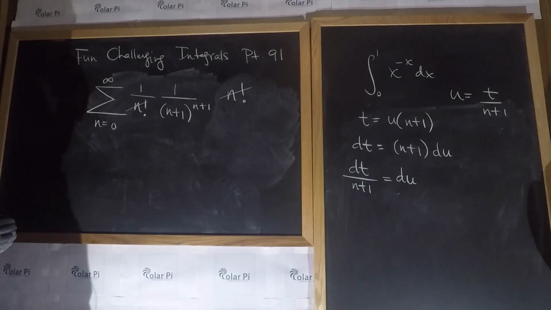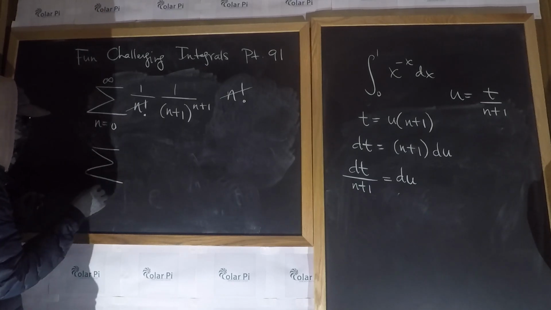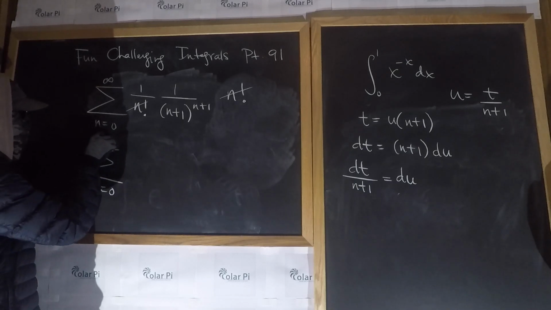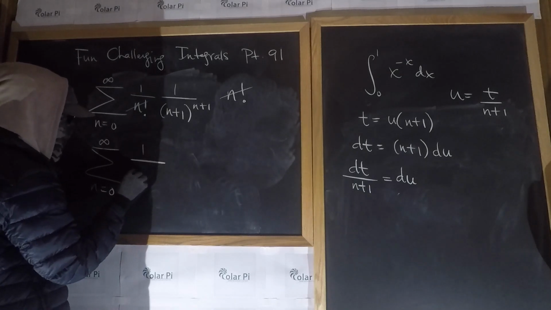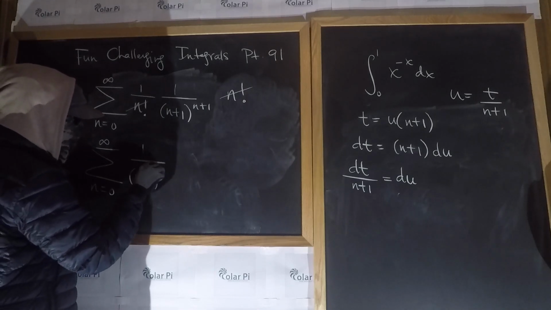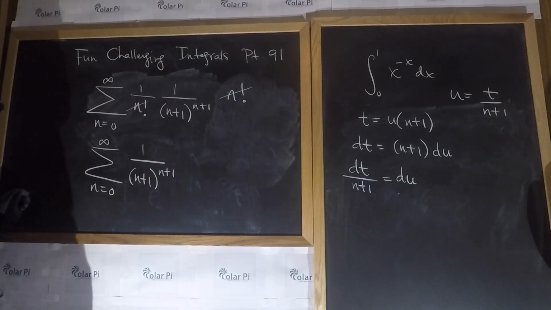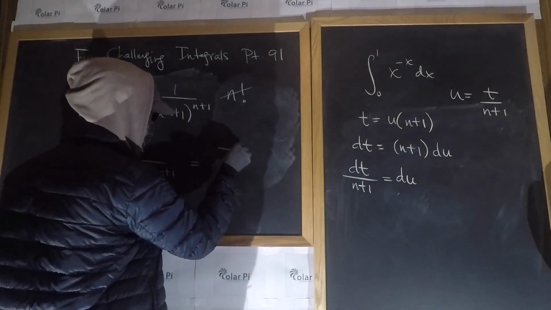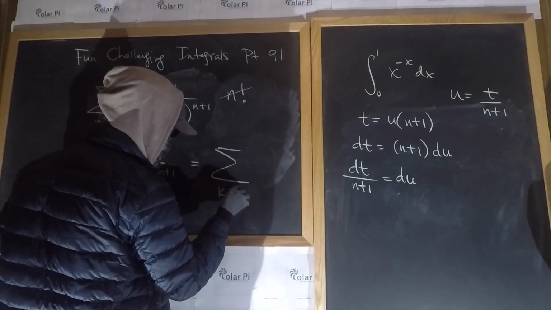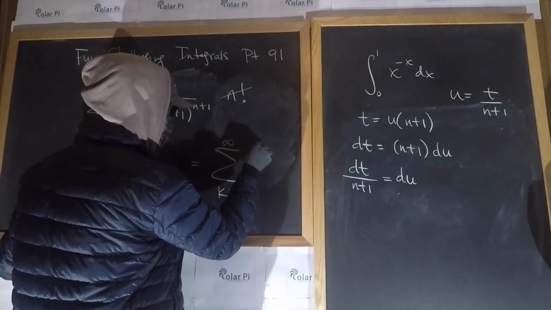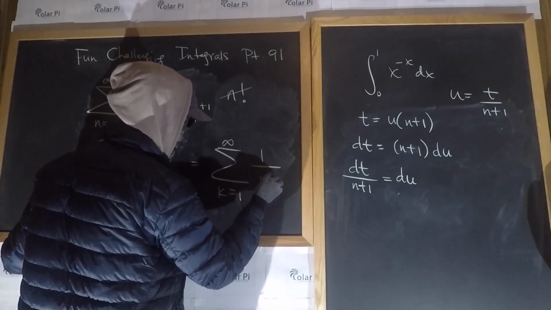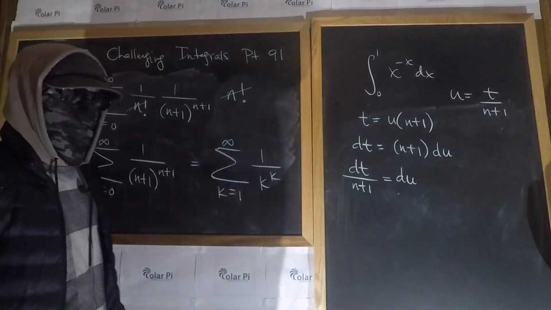Yeah, okay, anyway. I could do that, right? So the sum from n equals 0 to infinity of 1 over n plus 1 to the power n plus 1 is what we get, right? Now, this is the same as writing the sum from k equals 1 to infinity of 1 over k to the k. So I'm done, okay?